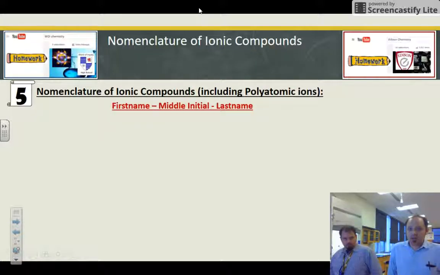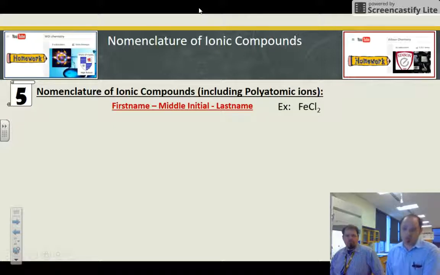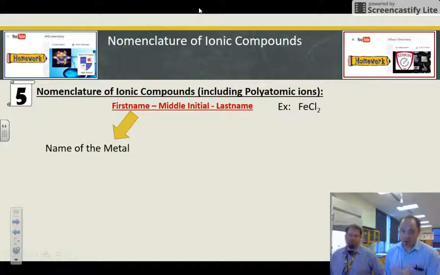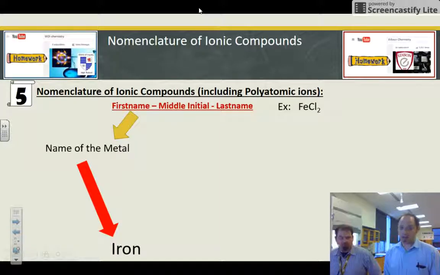So the first name, middle initial, last name is the general formula for all names of ionic compounds. The first name is going to follow a certain rule. An example, FeCl2. We got to name this stuff. So the first name is going to be the name of the metal. Period. End of story. Every single time. Straight up, no change. Fe, iron.